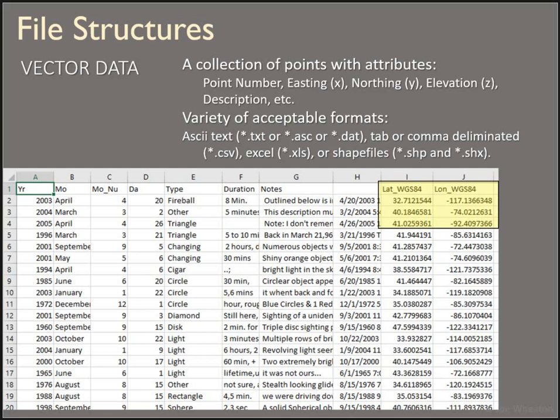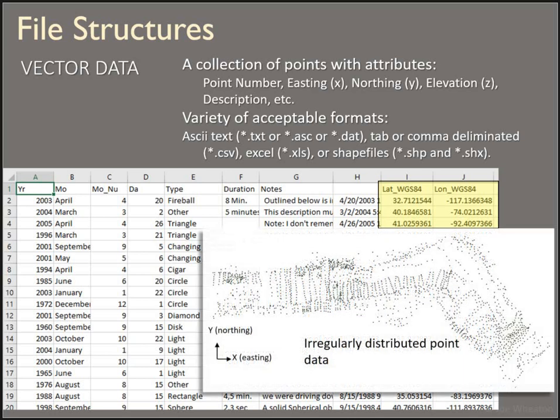Okay, so vector file structures. Basically, it's a spreadsheet. You can have a collection of points with attributes, and your attribute table is going to have a point number, an easting, northing, or an XY coordinate pair, maybe an elevation, and some kind of description or attribute stored with it. These come in formats like text files, ASCII text files, tab or comma delimited files like CSV files, Excel files, or the proprietary Esri shapefile.